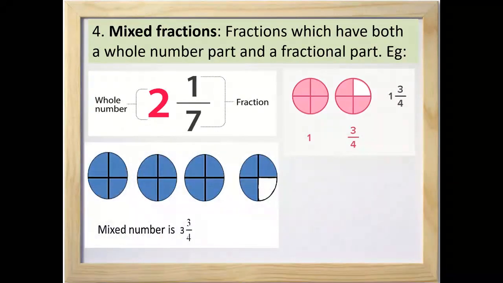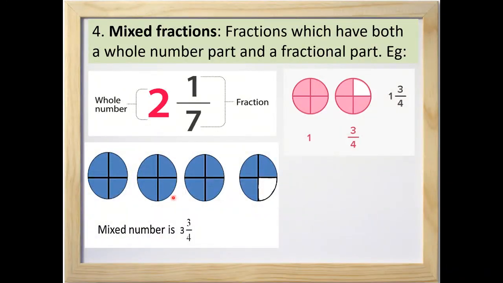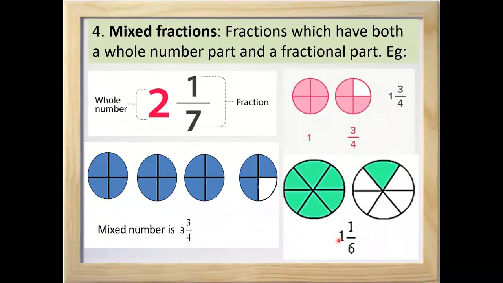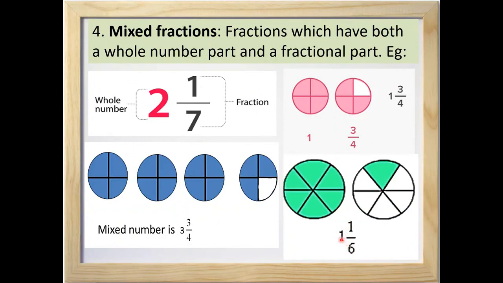You can have another example for this. Here we have 3 wholes and 3/4. So the mixed number is 3 3 by 4. Understood children? Another example is 1 1 by 6. Here this one whole is divided into 6 equal parts, and there is one part out of these 6 equal parts which is shaded. So we have 1 1 by 6, and because it has one whole number part and a fractional part, this is a mixed fraction. Understood, children?